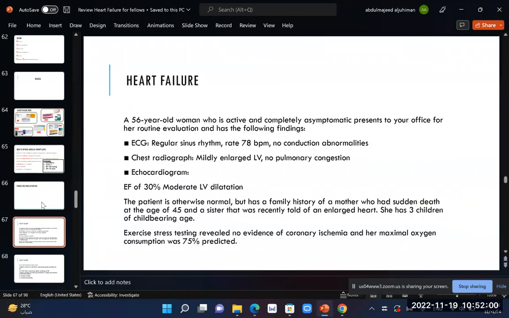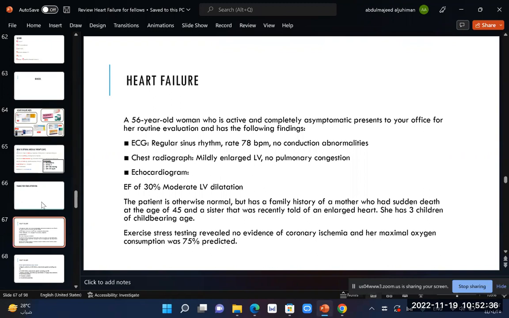Of course, you will have a separate session for MCQs at the end of the heart failure review, but I'm just doing this as we have time to review. A 56-year-old woman who's active and completely asymptomatic presents to your office for routine evaluation and has the following findings: ECG, regular sinus rhythm, heart rate of 78, and no conduction abnormalities. Chest radiograph showed a mildly enlarged LV with no pulmonary congestion.